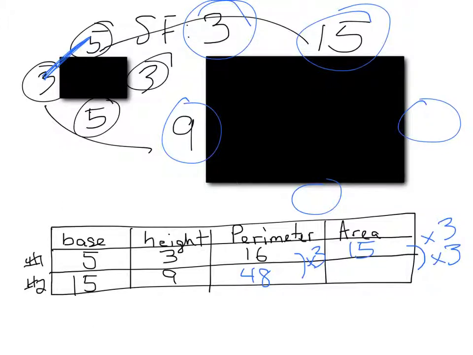So we're actually going to do 15 times 3, which is 45, times 3 again, which is 135. Now, just to double check, I would do 9 times 15 over here. And yes, that does give me 135. Let's take a look at another example and really try and apply that idea of scale factor, how it affects all of the lengths, the perimeter, and the area.